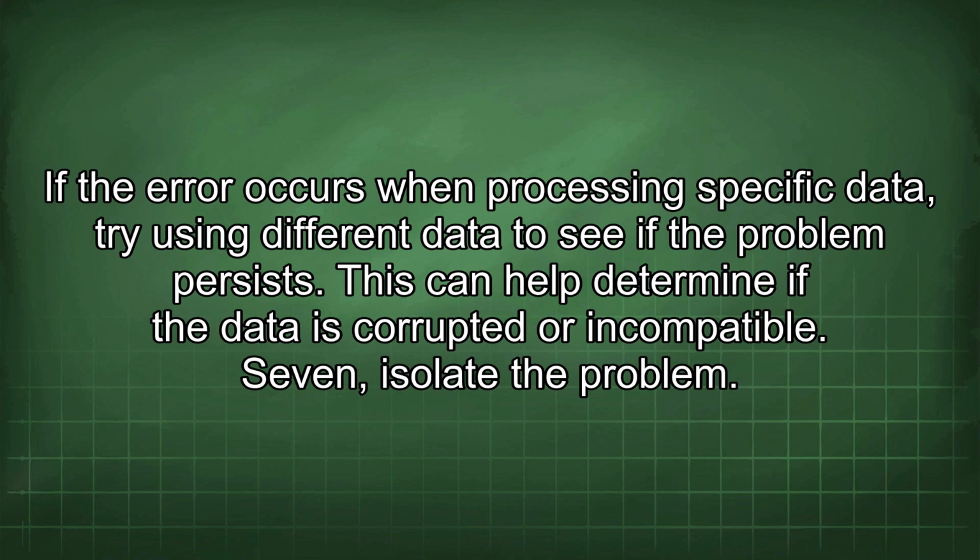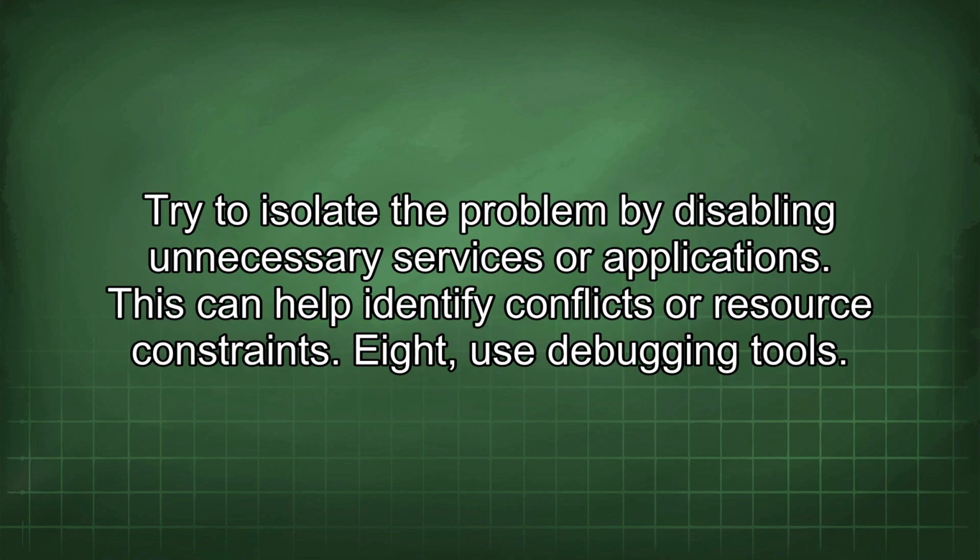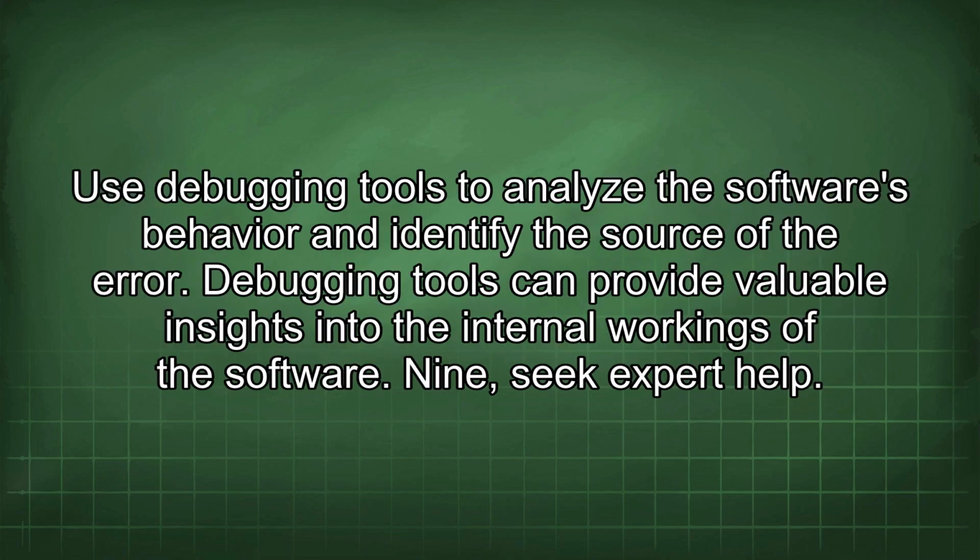7. Isolate the problem. Try to isolate the problem by disabling unnecessary services or applications. This can help identify conflicts or resource constraints. 8. Use debugging tools. Use debugging tools to analyze the software's behavior and identify the source of the error. Debugging tools can provide valuable insights into the internal workings of the software.